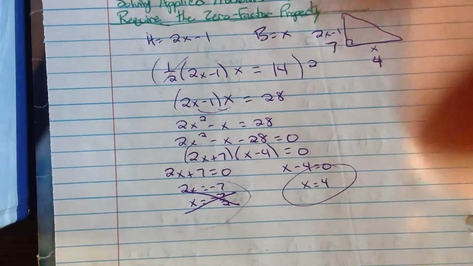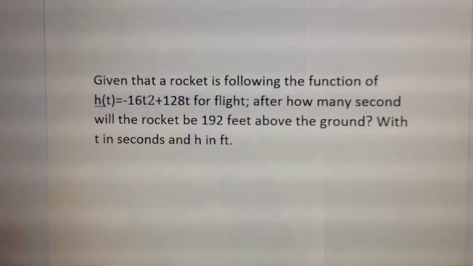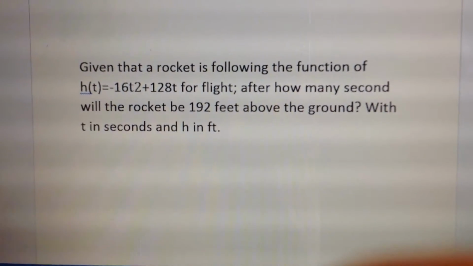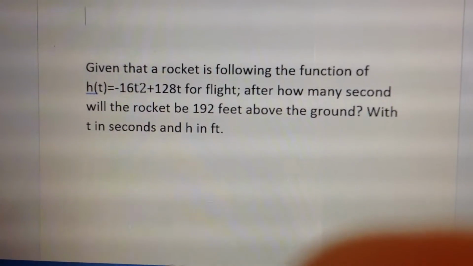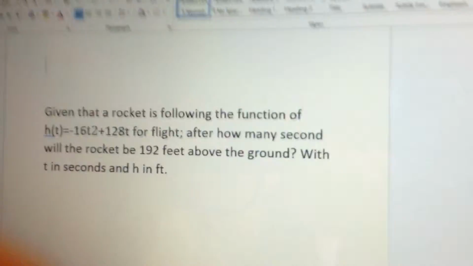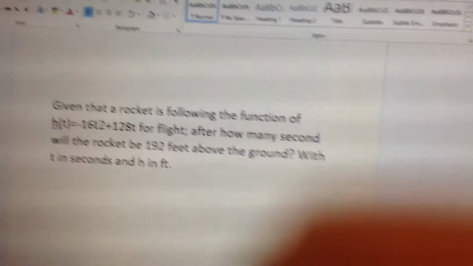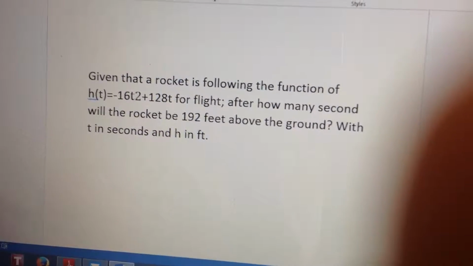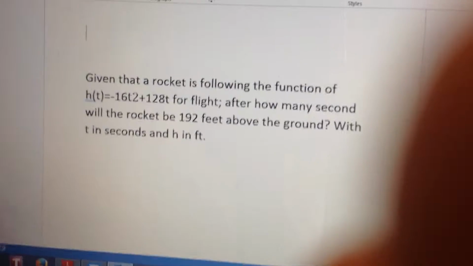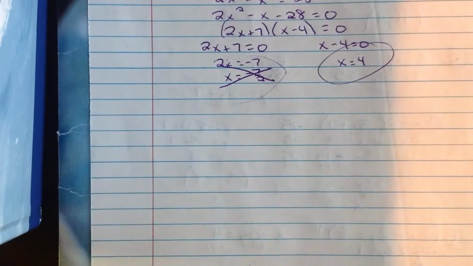Looking at the second problem, given that a rocket is following the function h of t for its flight, and it's actually negative 16t squared. Sorry, my computer mixed that one up. After how many seconds will the rocket be 192 feet above the ground, with t in seconds and h in feet? So remember that's t squared again on the 16. This is our second example.